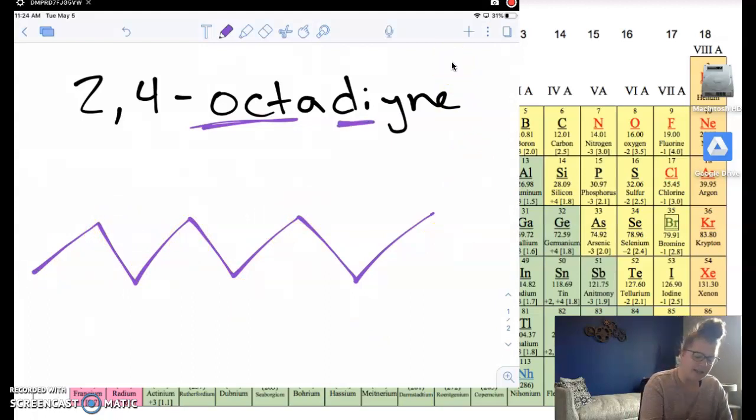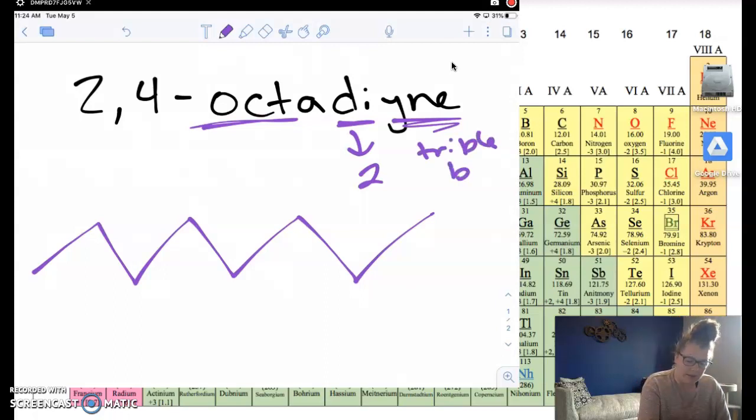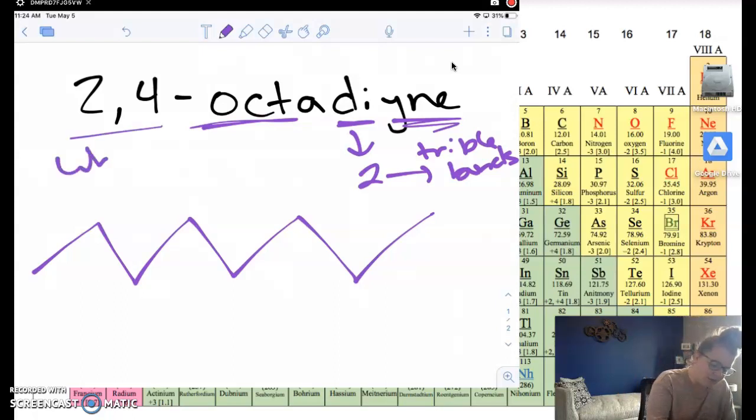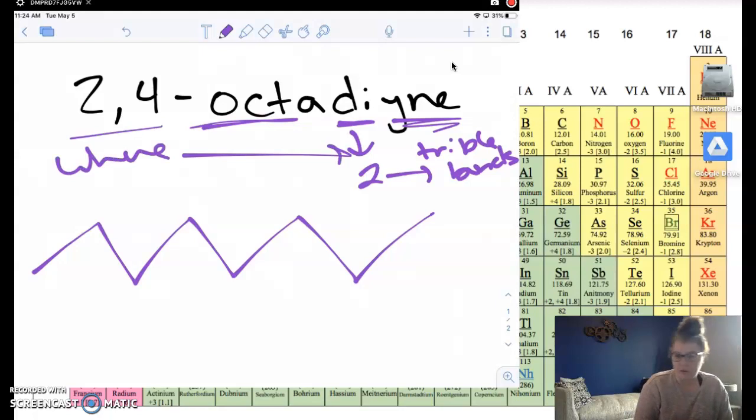I'm seeing di in here again, and I know that di means 2. And I'm seeing yne. Remember, we've got alkane, alkene, and alkynes. Alkynes are the triple bonds, okay? And since there's a di in front, there must be 2 triple bonds. That's what the diyne's standing for. And again, the question is always where. The numbers always tell you where these guys are going to go. So they're going to be at the 2 and the 4.